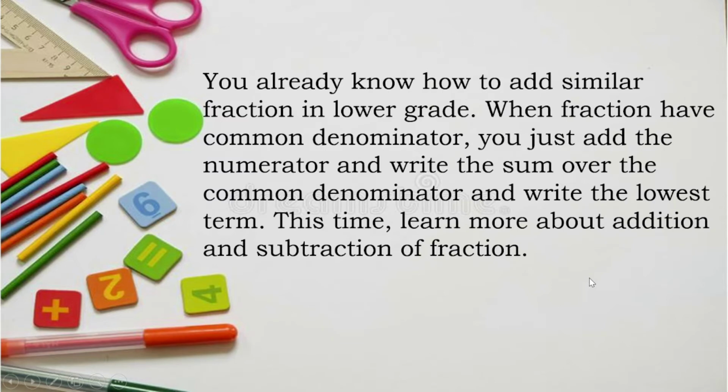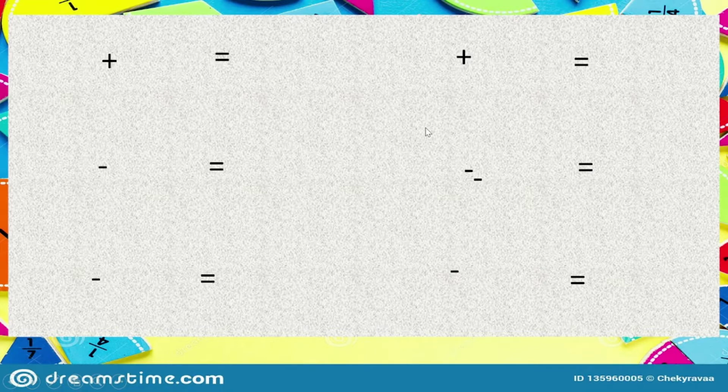So we already know how to add similar fractions, right? When fractions have a common denominator, or the same denominator, you just add the numerators and write the sum over the common denominator, and then you write it in the lowest term. Di ba, last time when we were in Grade 4, when we add same denominators, you just add the numerators and copy the denominator.